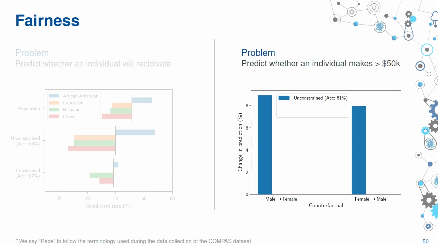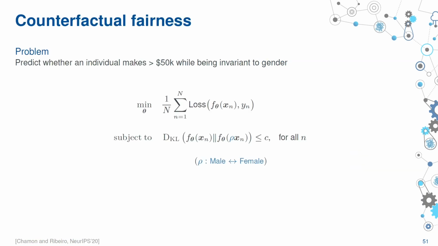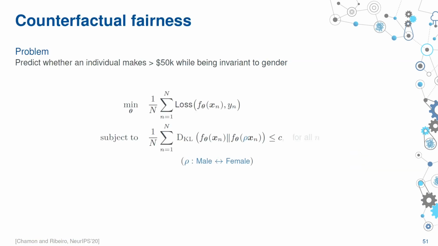And of course, this is not spurious. That's society, okay? But you don't want your learned solution to replicate the biases of society. Therefore, you can introduce the constraint that the KL divergence between the distributions before and after flipping the gender of an individual is close to zero.